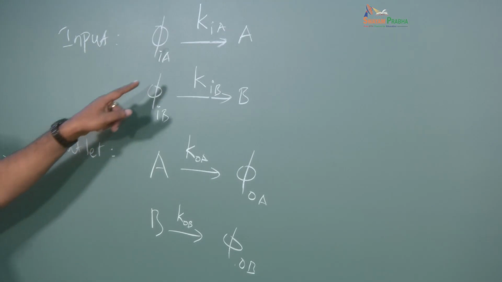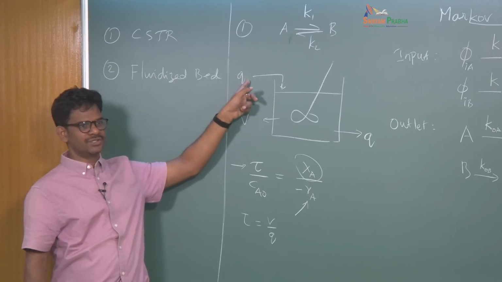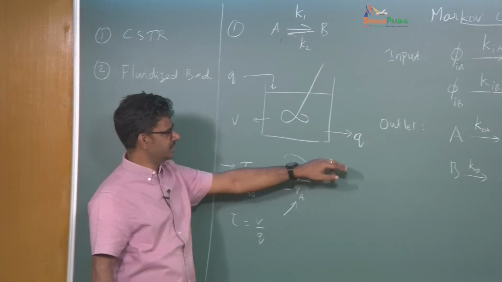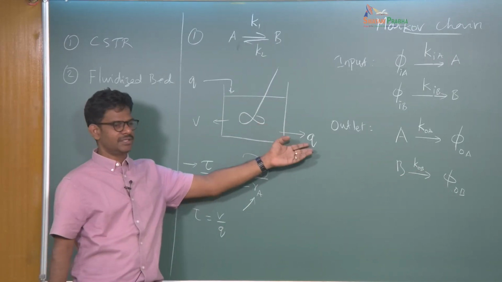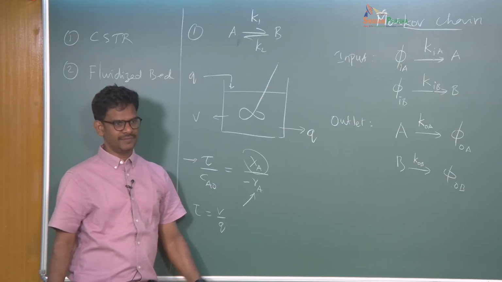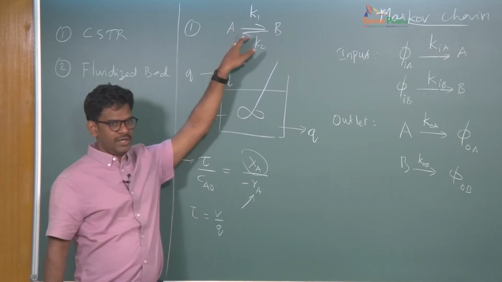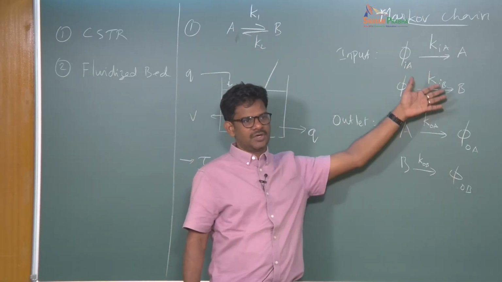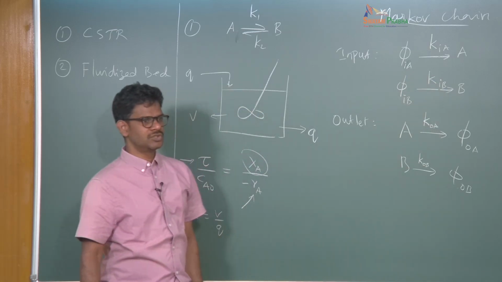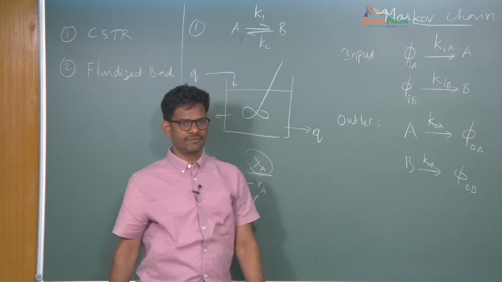Obviously, K_IA and K_IB are related to the flow rate in and the feed concentration. Similarly, K_OA and K_OB must be related to the concentration and Q here. So we will relate that also. As much as we know about the reaction rate constants K1 and K2, we also know how A is coming in, how A is going out, and how B is coming in and how B is going out. So essentially the CSTR problem can be mapped into a set of reactions.